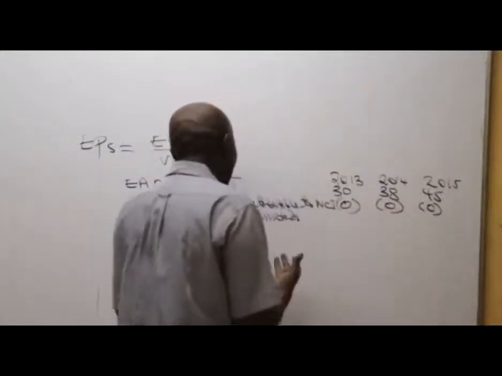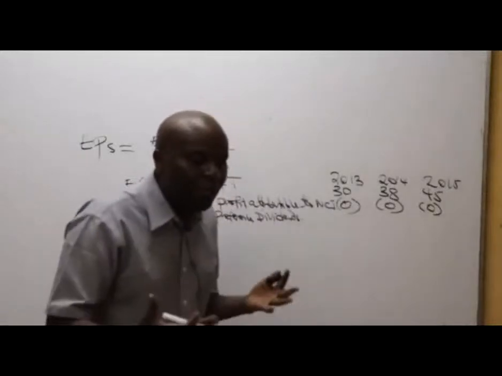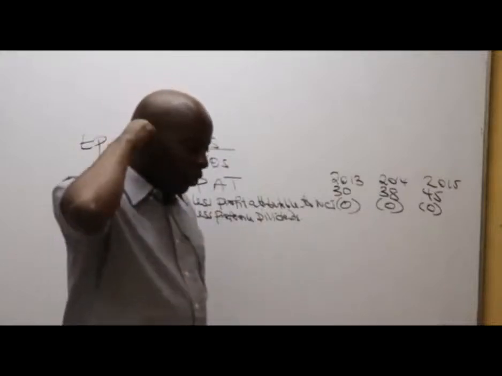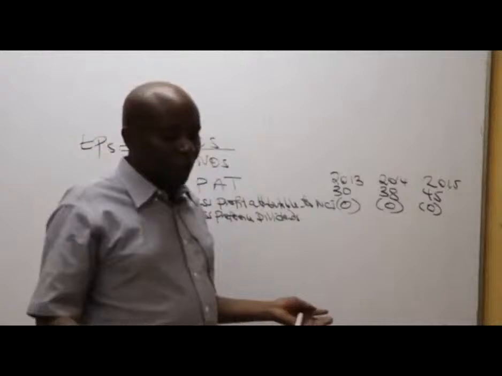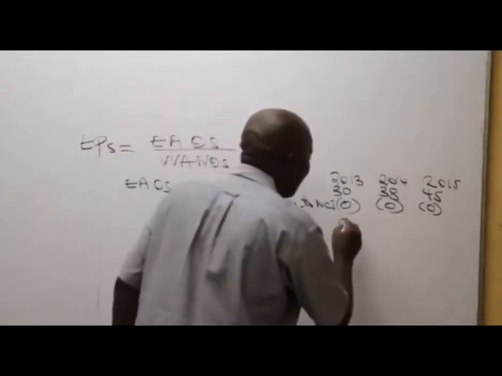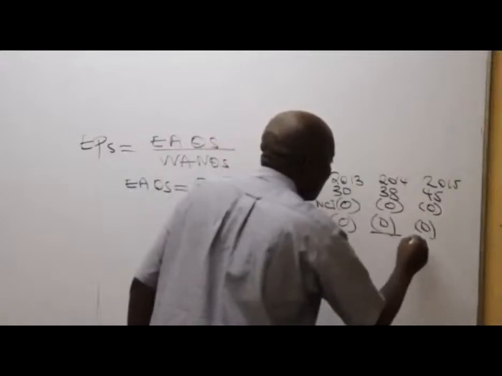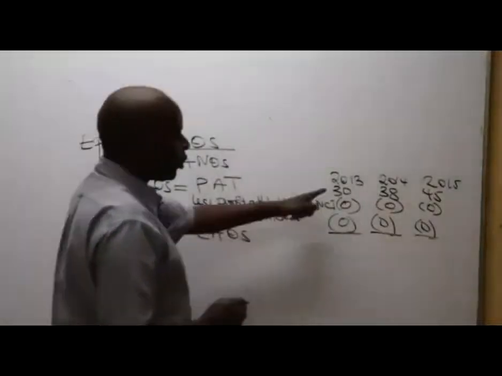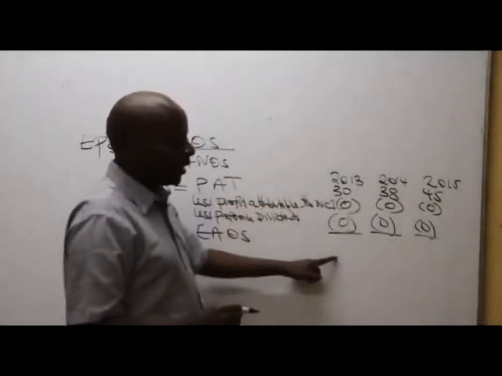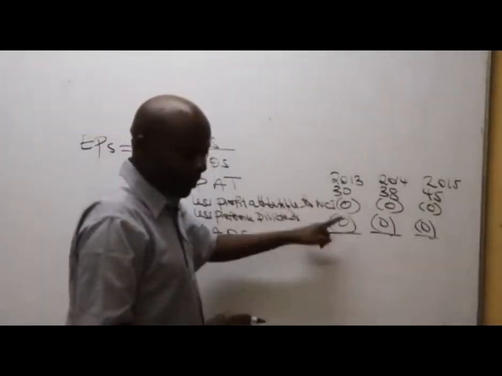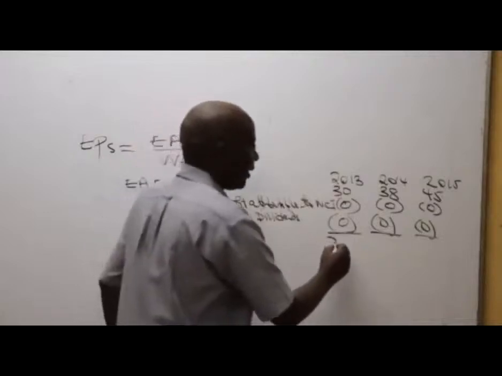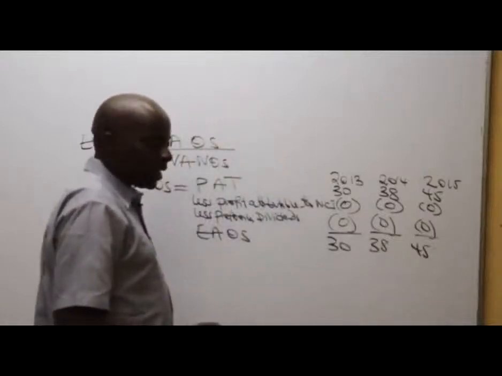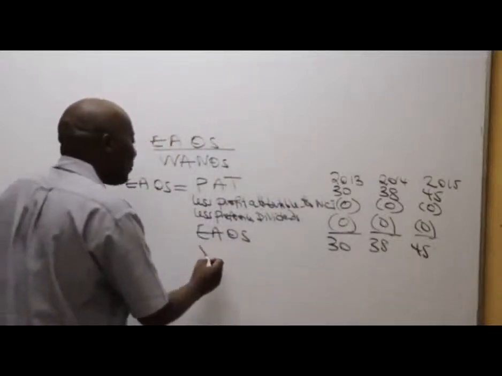Ladies and gentlemen, do we have any preference shareholders in this question? There are no preference shares either. So that means the earnings attributable to ordinary shareholders remain the same: 30, 38, 45. Then remember, we also want the one-offs.